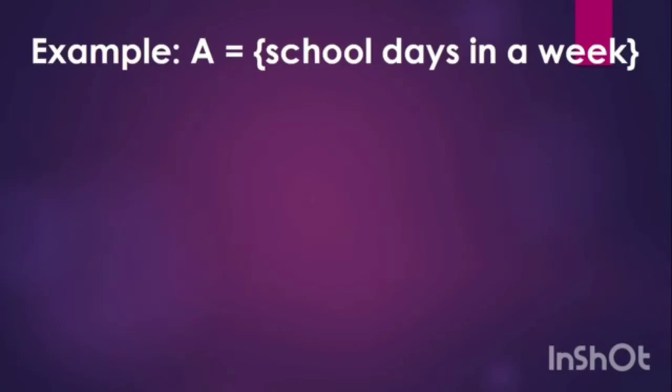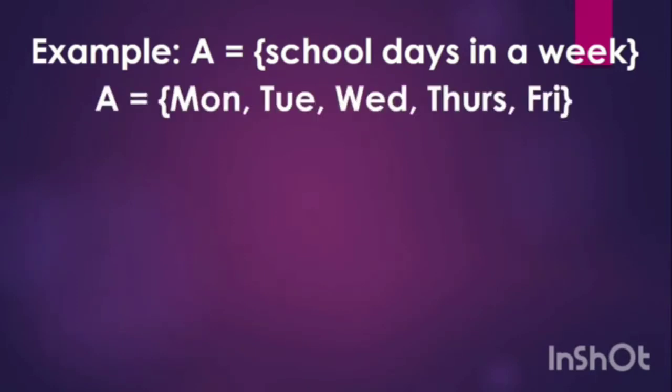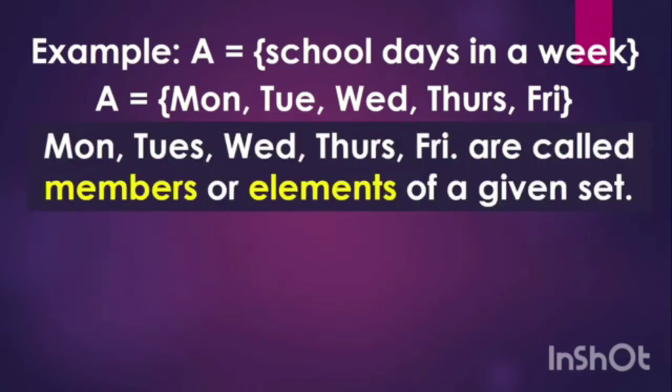Okay, let's have an example. Set A is a set of school days in a week. So, ano-ano ba yung school days in a week? Yung mga araw lang na may pasok. We have Monday, Tuesday, Wednesday, Thursday, and Friday. So, etong Monday, Tuesday, Wednesday, Thursday, and Friday are called members or elements of a given set. So, ito yung tinatawag nating elements. So, pag tinanong kayo, what are the elements of set A? Monday, Tuesday, Wednesday, Thursday, and Friday.